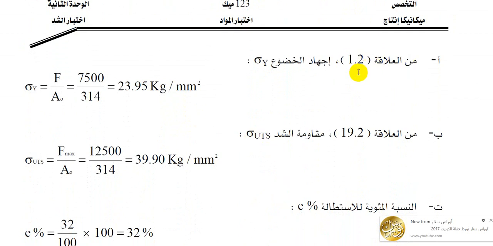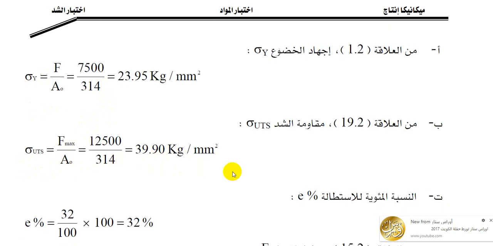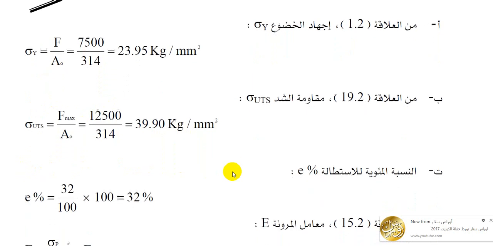From the relationship 1.2, the yield stress sigma y equals F over A naught, as you can see right in front of you, equals 7500 over 314, equal to 23.95 kilogram per millimeter squared. B, from the relationship 19.2, the ultimate tensile stress denoted by sigma UTS can be computed as follows: sigma UTS equals F max over A naught, equals 12,500 over 314, equal to 39.90 kilogram per millimeter squared. Kilogram per millimeter squared is indicating kilopascal.